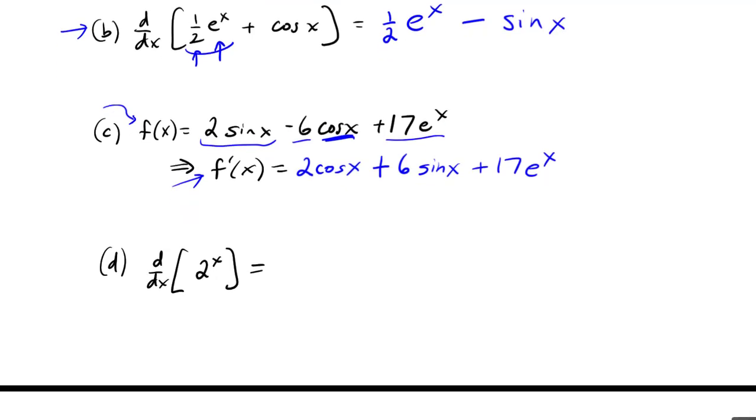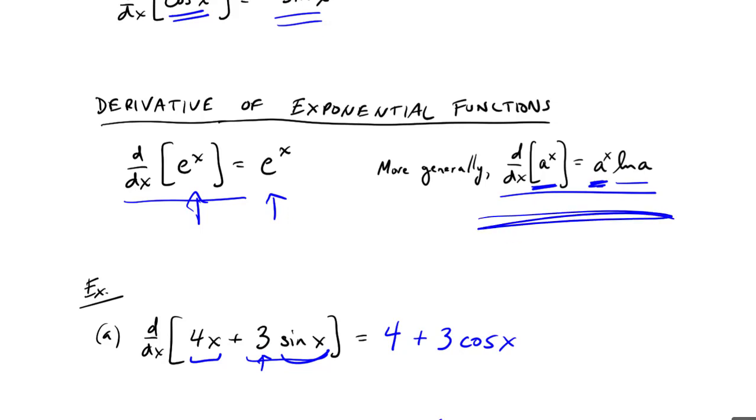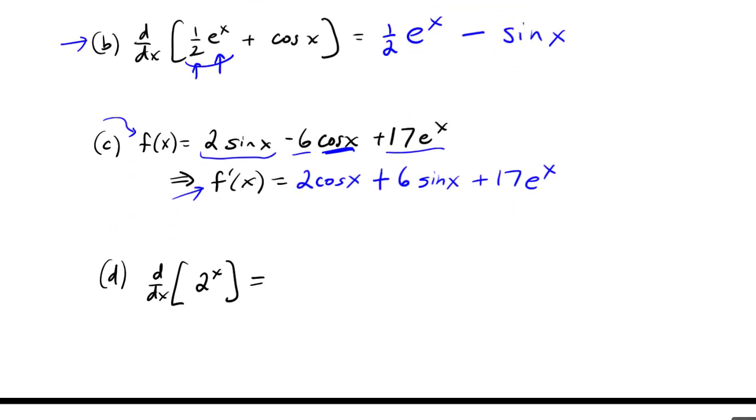Now let's take a look at d here. The derivative of 2 to the x. Okay. That's the more general exponential rule that I was talking about up there. So what I would say is, it's like e to the x in that it starts by returning itself, but because it's not base e, I need that correction factor of ln 2.